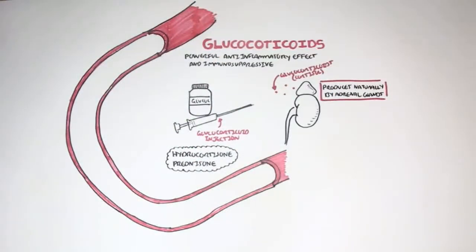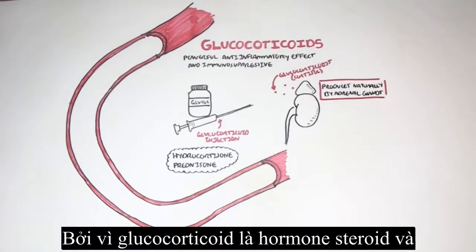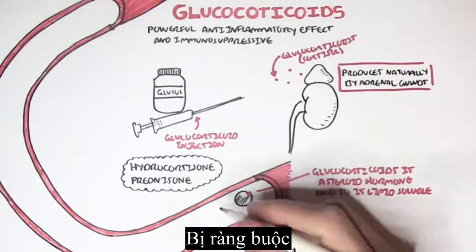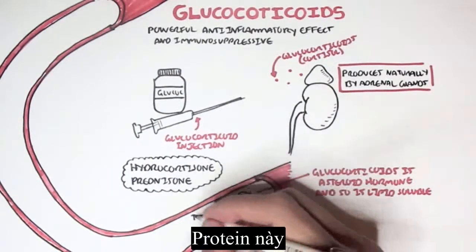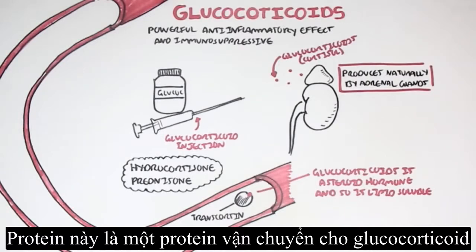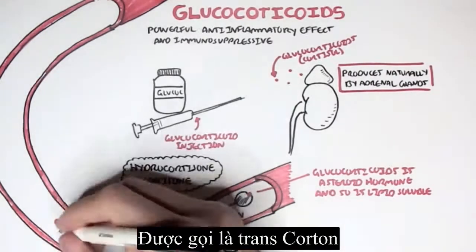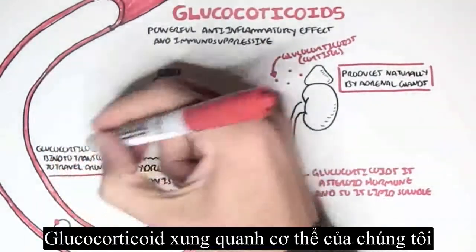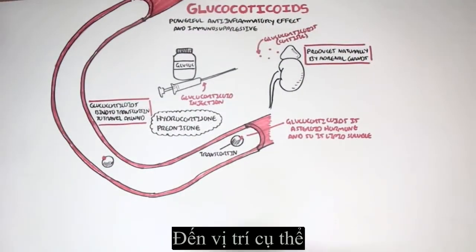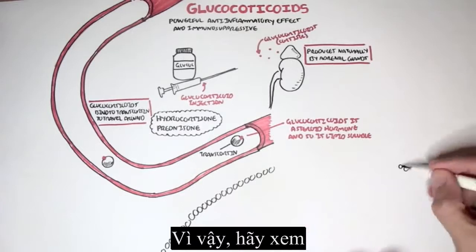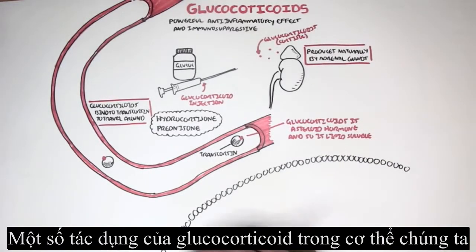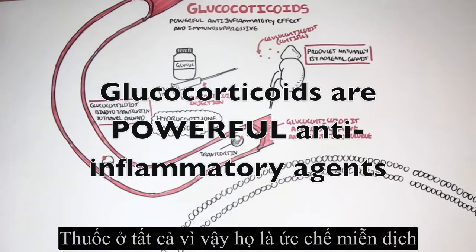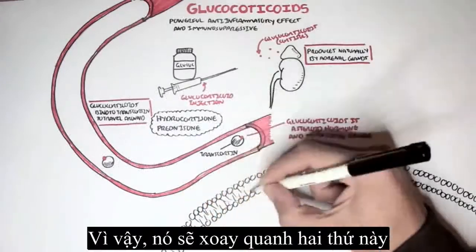Now, because glucocorticoids are a steroid hormone and so are lipid soluble, they have to be transported around the blood bound by a protein. This protein is a carrier protein for glucocorticoid known as transcortin. So transcortin essentially binds and transports glucocorticoid around our body to specific locations. Now let us see some effects glucocorticoids have in our body. Remember, they are powerful anti-inflammatory drugs, and also they are immunosuppressive. So it would revolve around these two things.